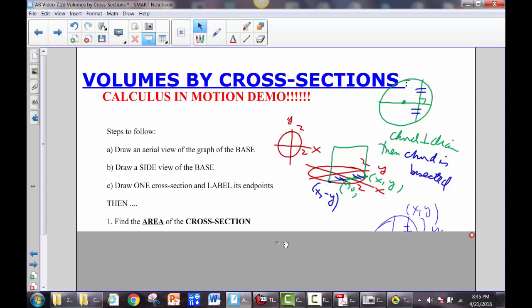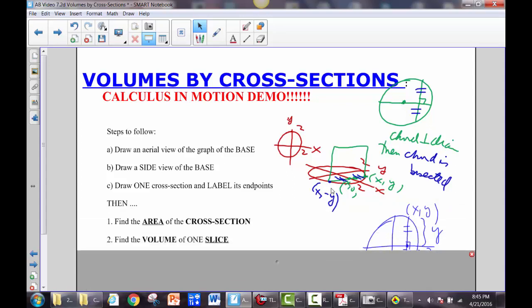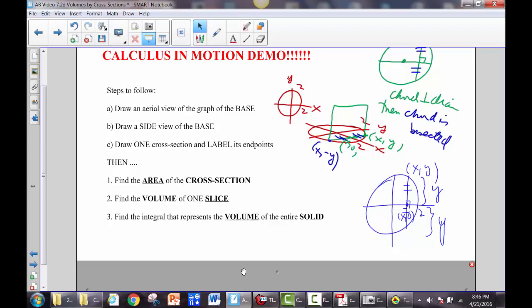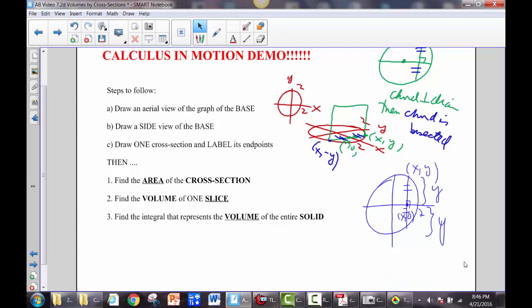So you're going to find the area of the cross section, which is (2y) squared, 2y times 2y. Then you're going to find the volume of a slice. I'll show you how to do that in a second. And then you're going to set up an integral that'll find the volume of the entire solid.